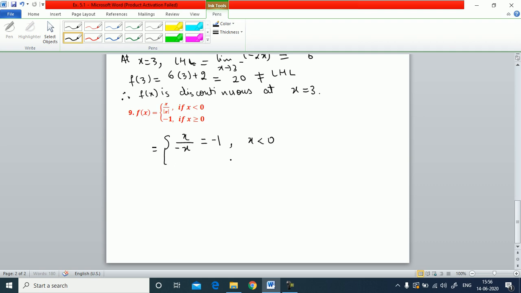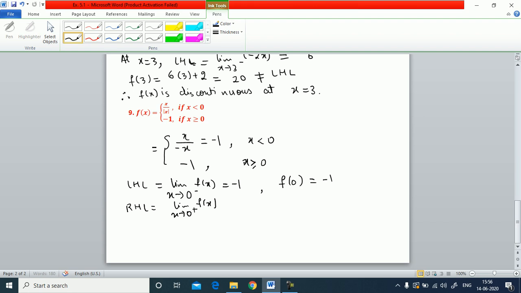And what is the second part? It says when x is greater than or equal to 0, f(x) is already minus 1. So look at all these. What is the left hand limit? It is minus 1. It means limit x tending to 0 we are checking. On the left of 0, f(x) is minus 1. Then see at 0, f(x) is minus 1. Right hand limit, limit x tending to 0 from the right of f(x). So on the right of 0, here x is greater than 0.